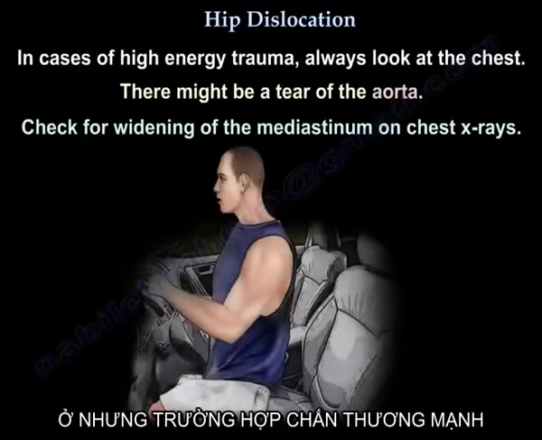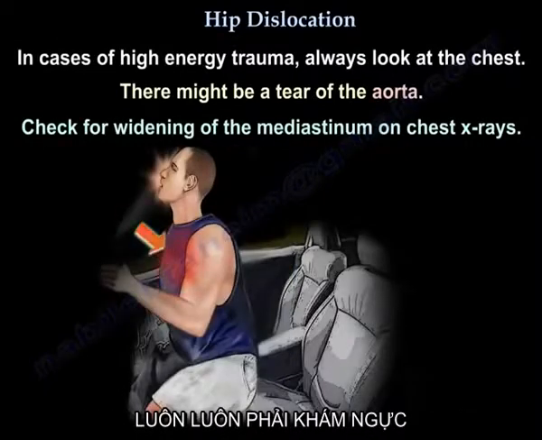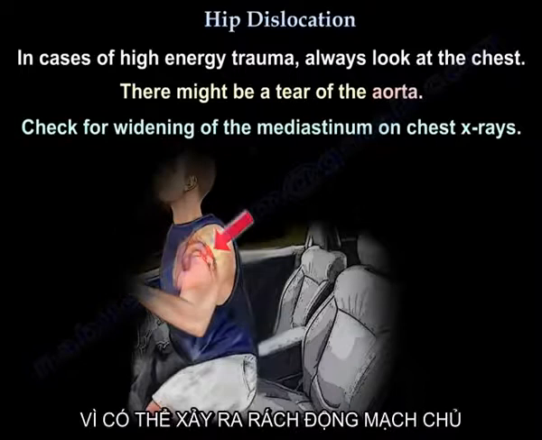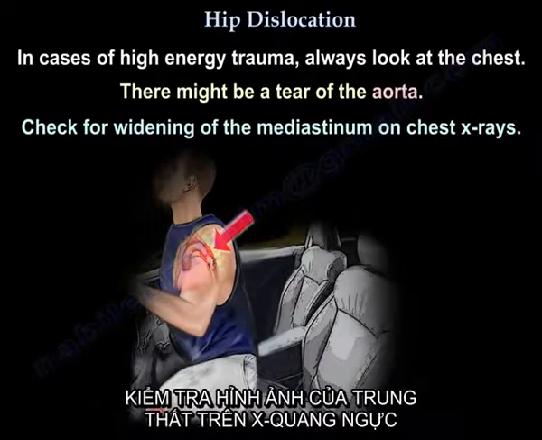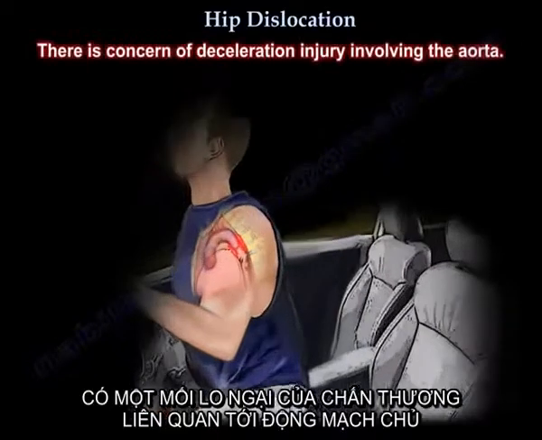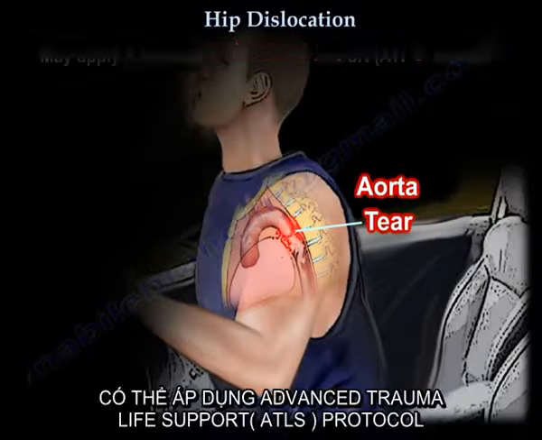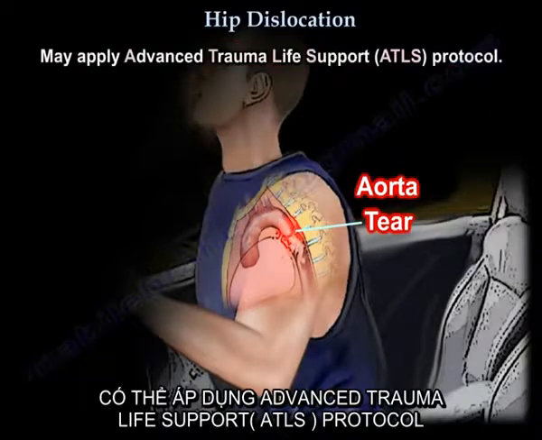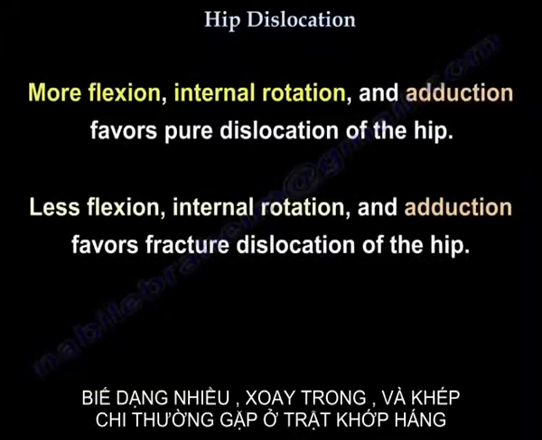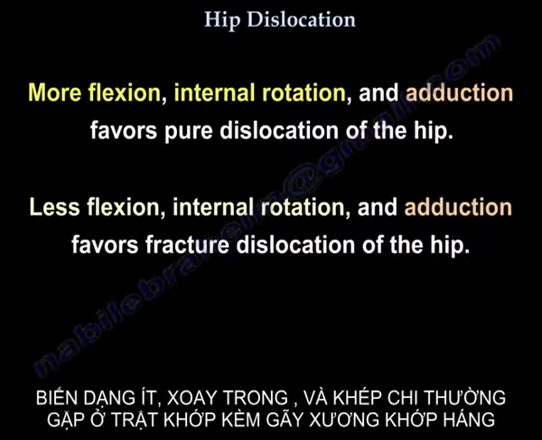In case of a high-energy trauma, always look at the chest. There might be a tear of the aorta. Check for widening of the mediastinum on chest x-rays. There is a concern of deceleration injury involving the aorta. You may apply the ATLS protocol. More flexion, internal rotation, and adduction favors pure dislocation. Less flexion, internal rotation, and adduction favors fracture dislocation of the hip.